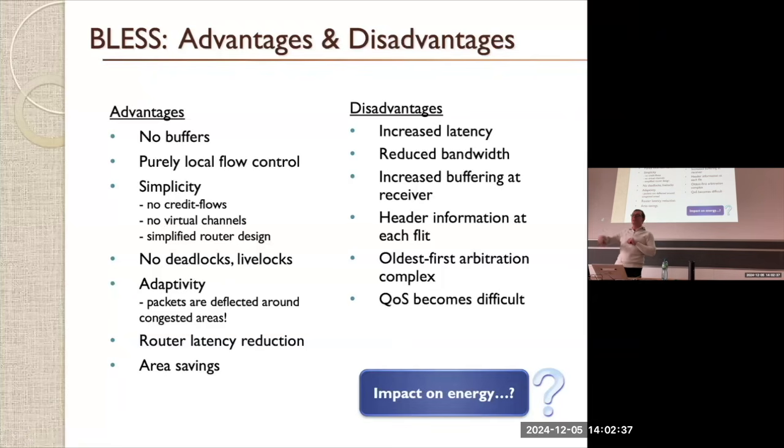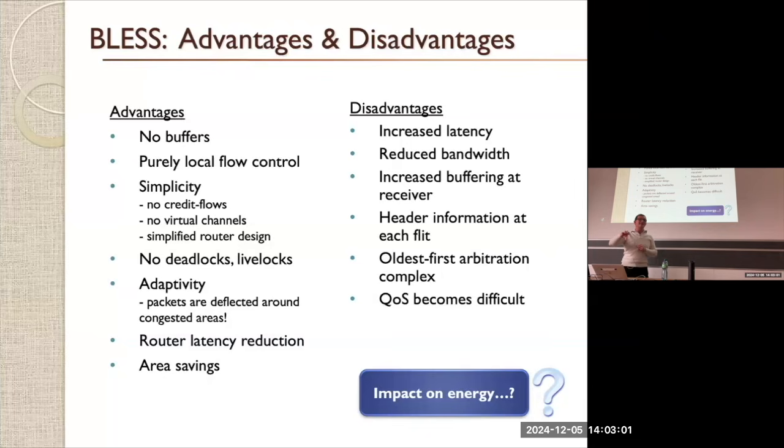You can actually tolerate that local congestion by deflecting the packets outside so that packets take longer routes. We discussed router latency reduction. I'm not going to talk about that. Clearly, there's area savings, but then there are disadvantages also. I think we've talked about this. There's also increased buffering at receiver, unfortunately, because now your flits don't necessarily arrive in order.